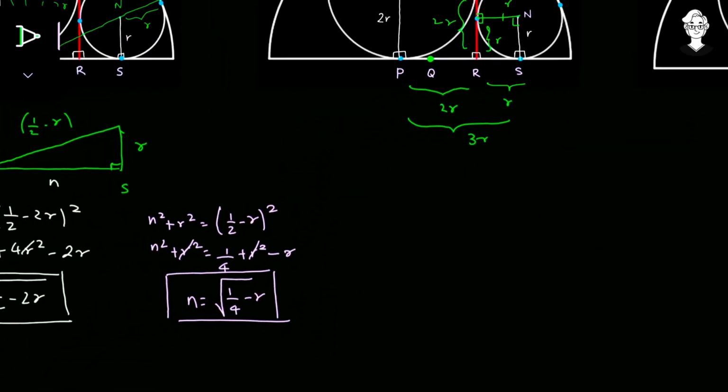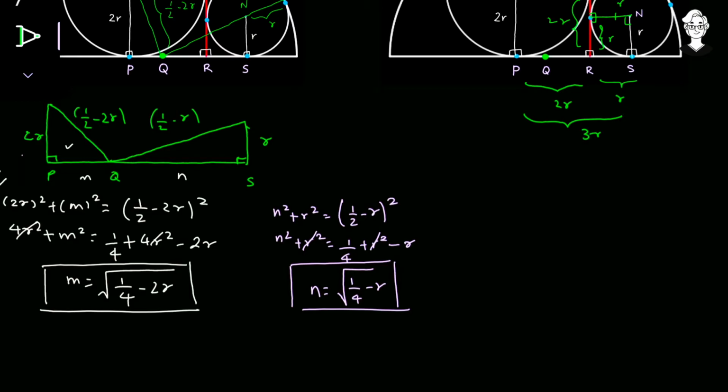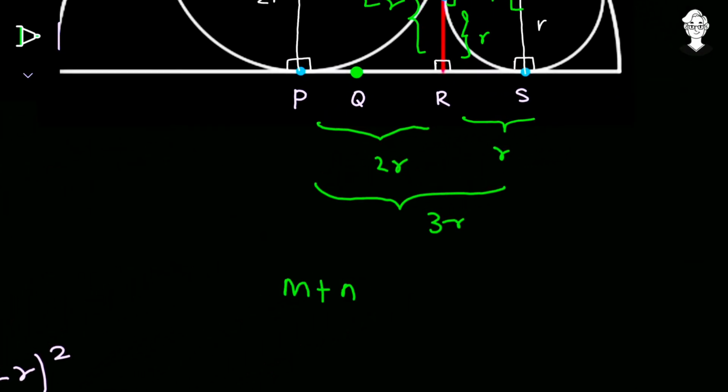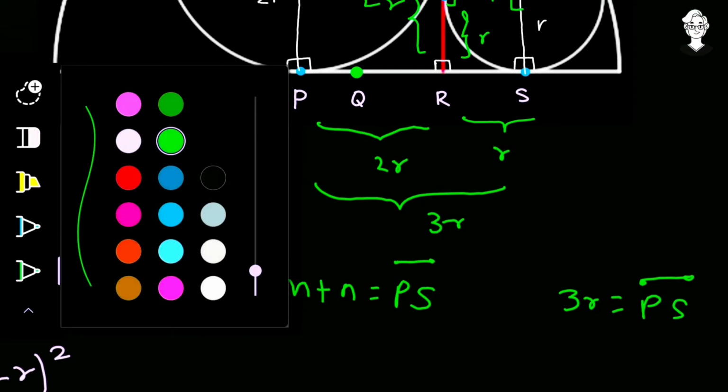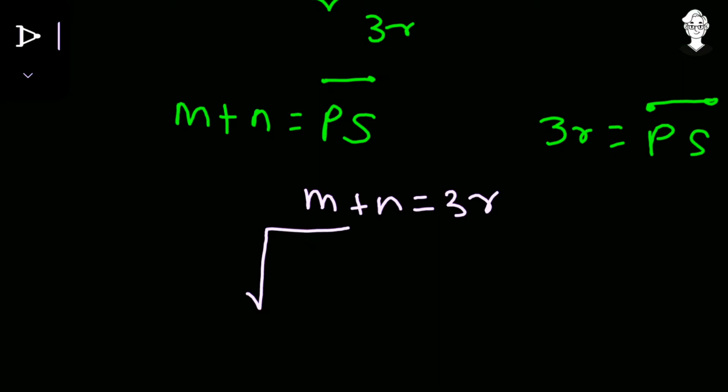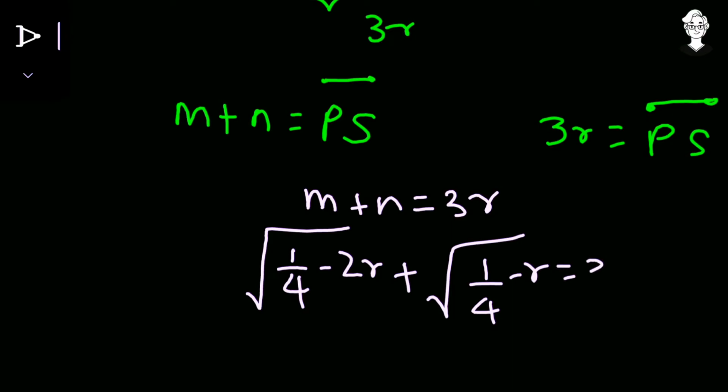And we already had m + n. Look carefully, m + n is giving me PS. We had the value of m and the value of n. So what we just generated is that m + n is the total length of PS, the line segment PS. And similarly 3r is also the length of the line segment PS. As they are both equal to the same line segment, we can compare them. So m + n = 3r. m + n has the value √(1/4 − 2r) + √(1/4 − r), which is equal to 3r.